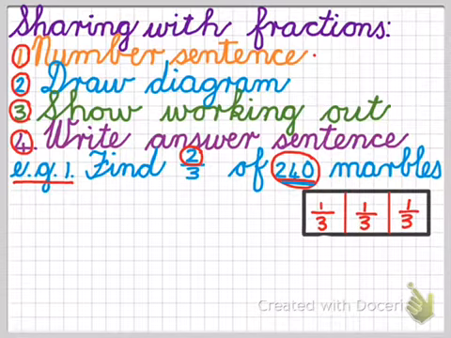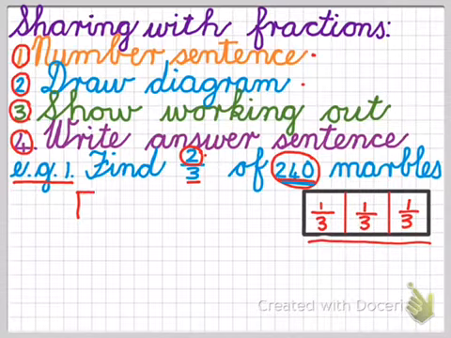All right, now remember the first thing that we're doing is we're going to make a number sentence. Then we will draw a diagram. I've already drawn a little diagram here at the bottom just to remind us of how many pieces we're sharing into and what we need to find. In this question, we've been asked to find two-thirds of 240 marbles.